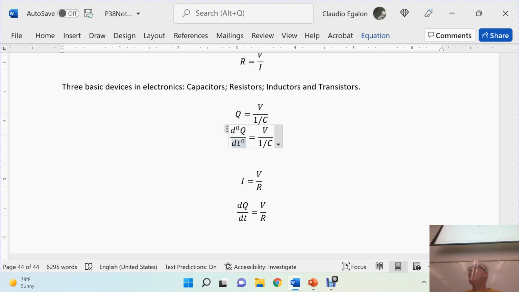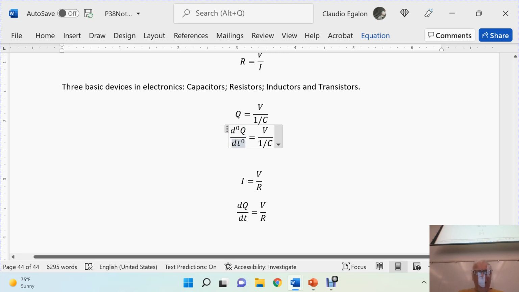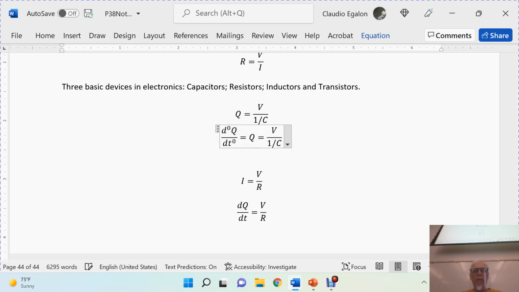Can you picture that? You know, d raised to the 0 power of q is exactly q. There is no derivative whatsoever. Okay? Then you have the first order derivative, the next step. Do you see a progression here? Zero derivative of q with respect to t, then the first derivative of q with respect to t.